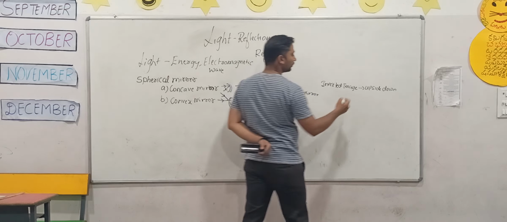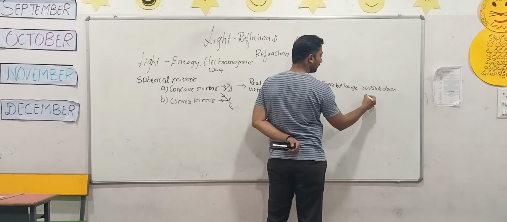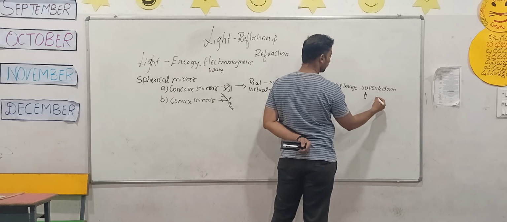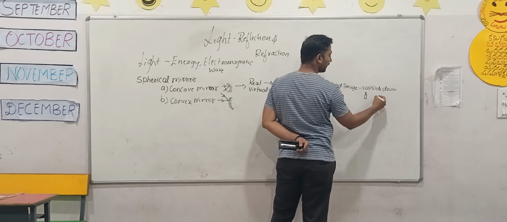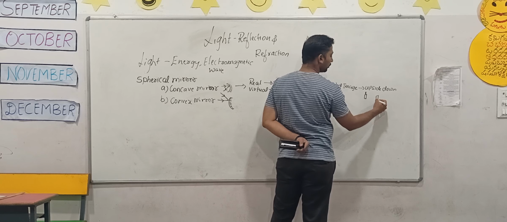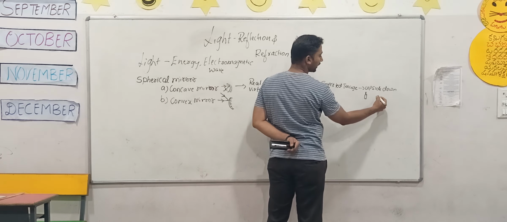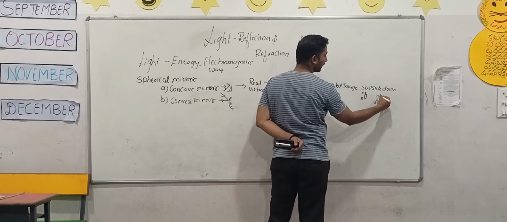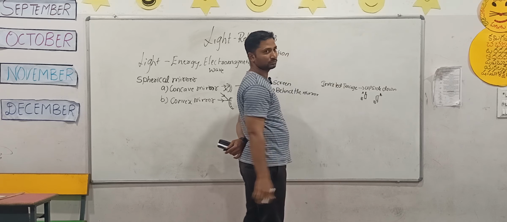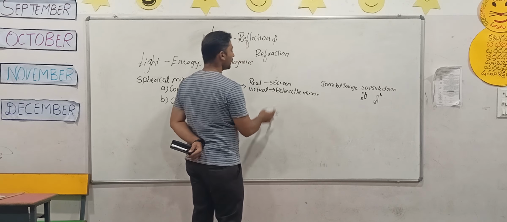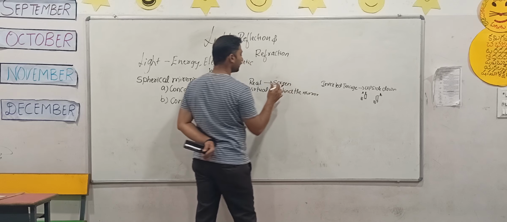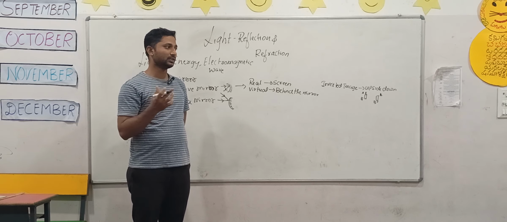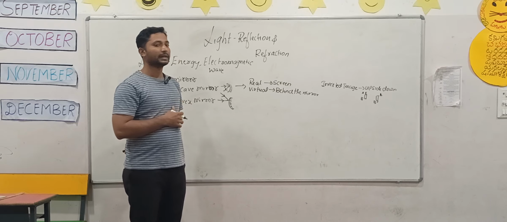What do you mean by upside down? For example, if you place a candle in front of this concave mirror, the image you will see in the mirror or on the screen looks upside down, like the flame appears down and the candle bottom appears up. If this is A and this is B, B appears down and A appears up. This is the inverted image. Projectors and the films in cinema theaters are examples of real images.